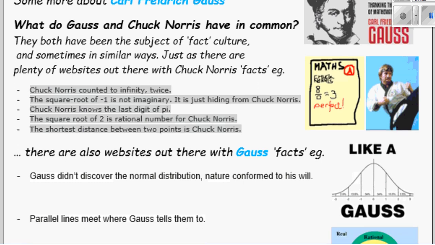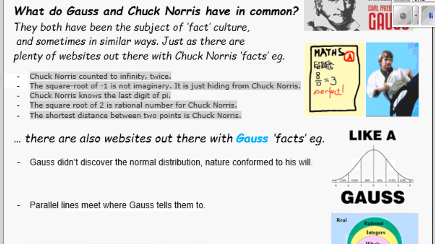So for example, the best mathematical ones are probably these. Chuck Norris counted to infinity twice. The square root of -1 is not imaginary, it's just hiding from Chuck Norris. So remember, the square root of -1 equals i, for imaginary. Chuck Norris knows the last digit of pi. Why is that a joke? Yeah, exactly. There is no last digit of pi. It's an irrational number.